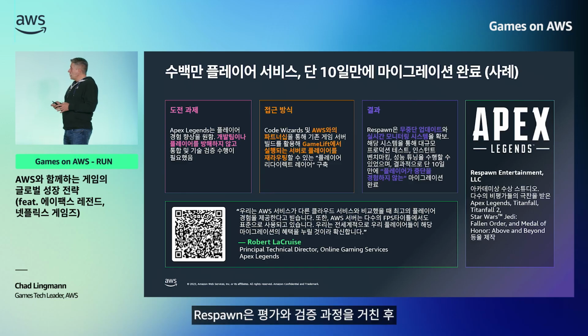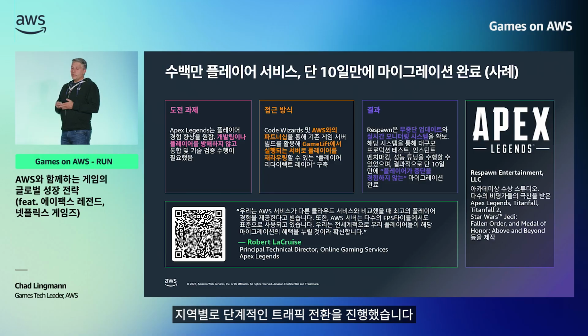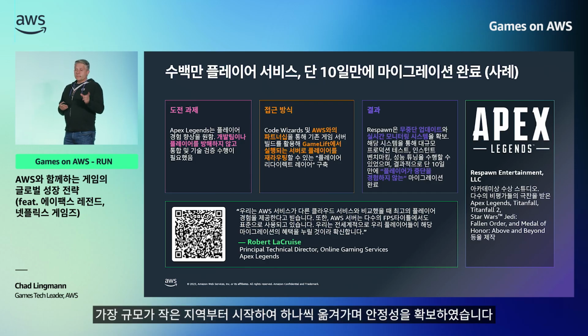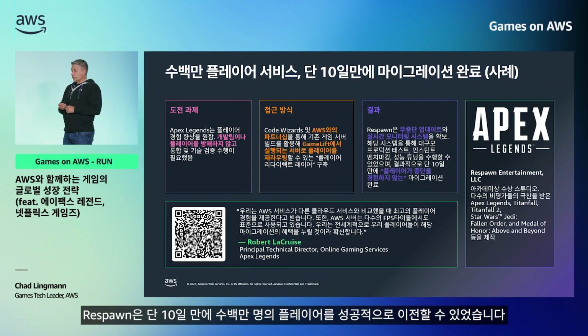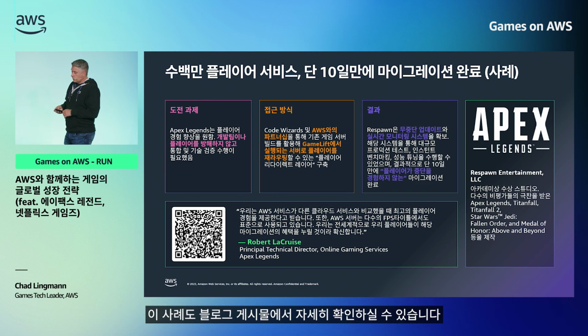So after evaluation and due diligence, Respawn moved forward with a phased, region-by-region traffic cutover to Amazon GameLift servers. Starting with the smallest geographies first, they moved them one by one, ensuring confidence along the way. Now, with the scale of GameLift servers and the solid technical preparation, Respawn successfully migrated millions of players over only 10 days. You can read a little bit more about it here from this blog post.